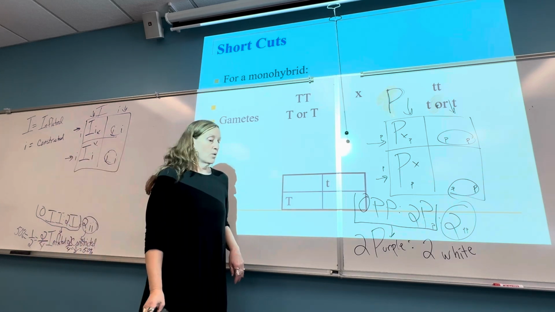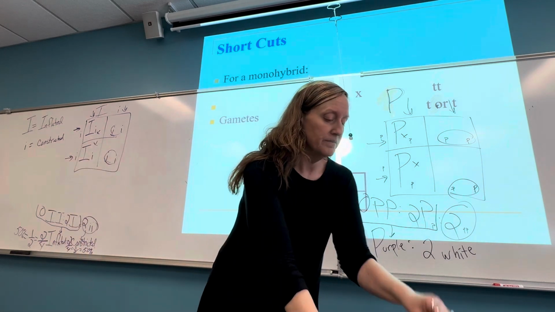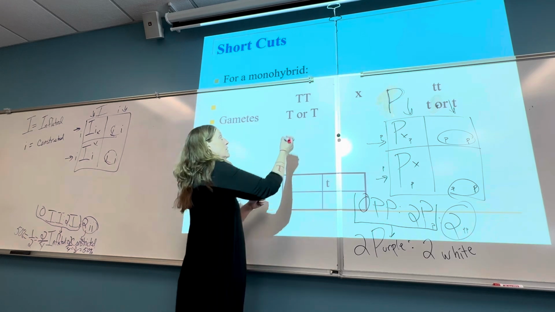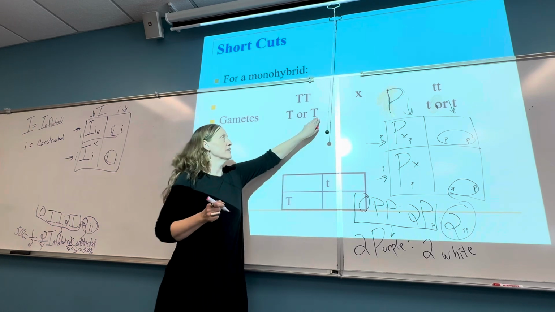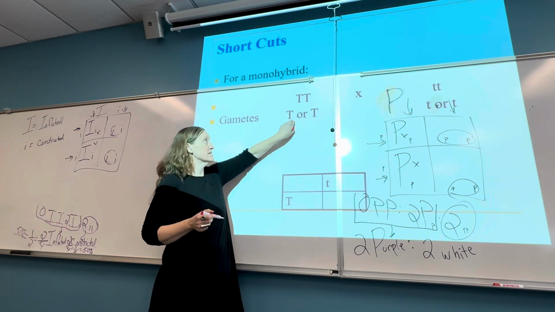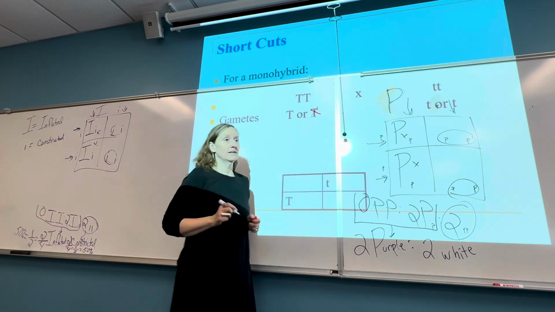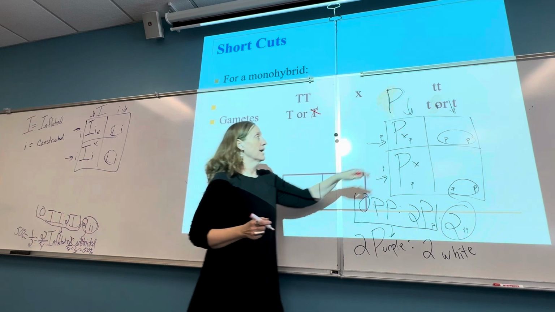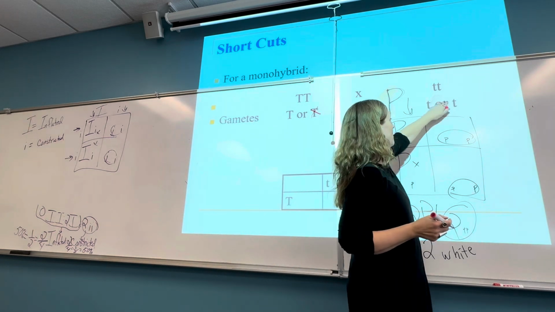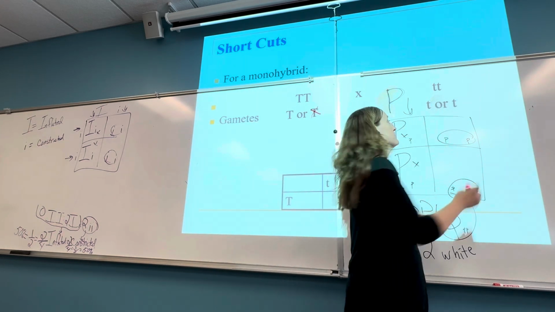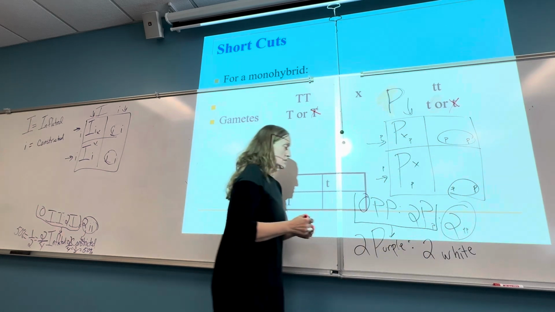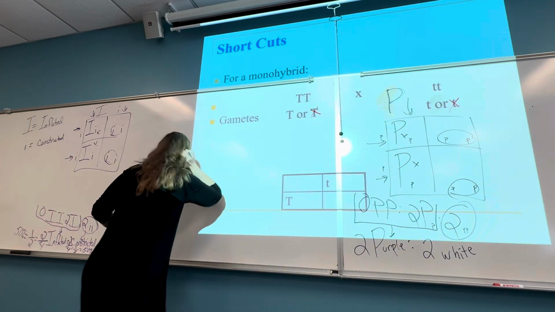But when your gametes repeat themselves, so we've got a capital T, and then here's another capital T. This capital T will represent this one, so you don't have to show that. And when they're the same, you only have to show one of each kind. So we could do a 4 square.